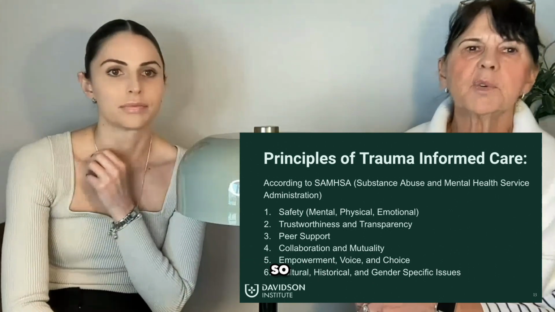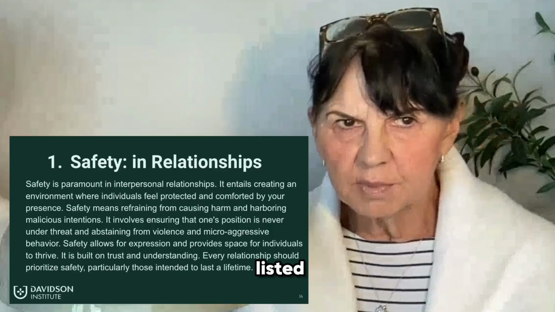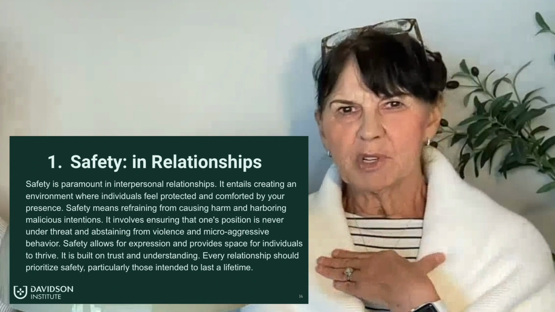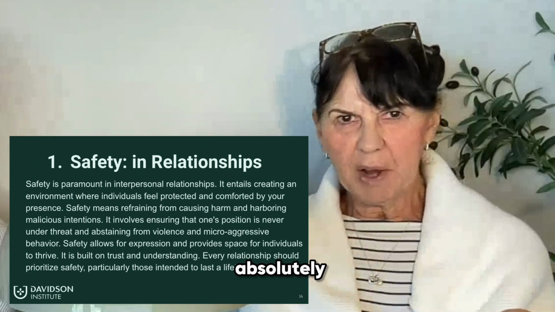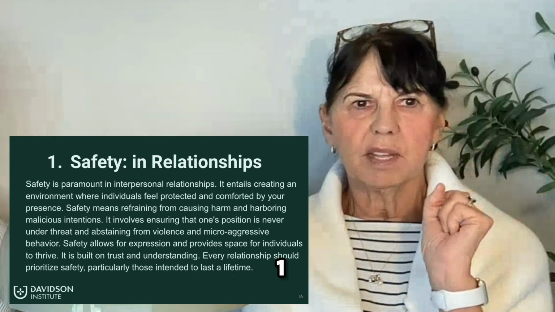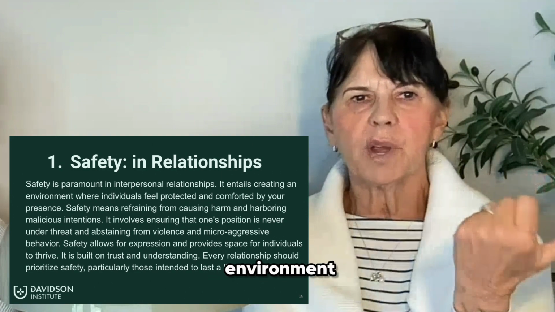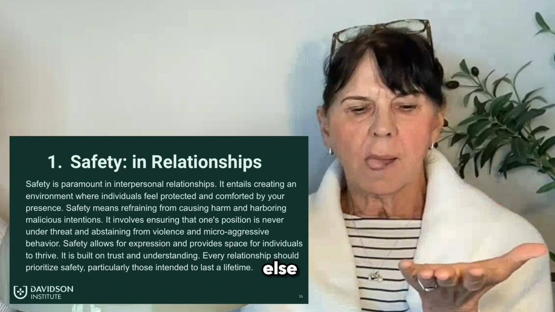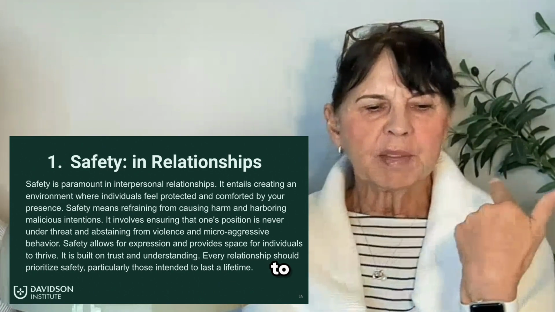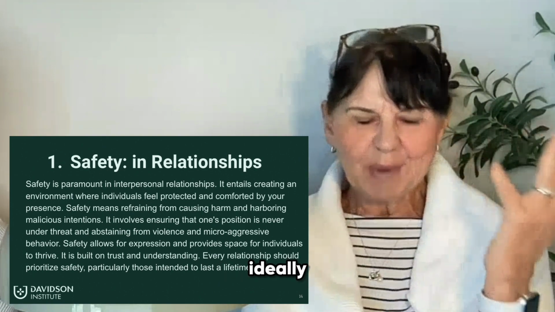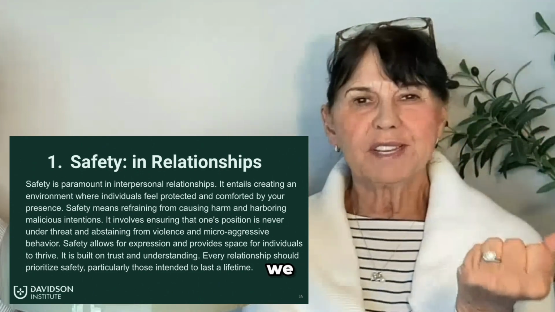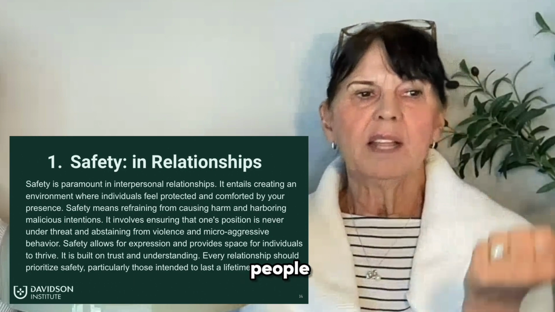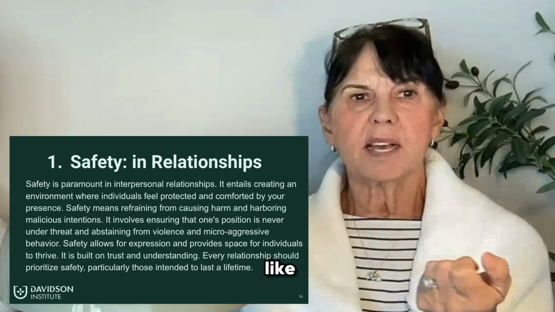Sure. Okay. So the first one that Adrian listed was safety. Safety is, we need to feel physically and emotionally safe. It's absolutely paramount. It's the number one thing. So creating an environment where we feel protected and comforted by the presence of someone else. And as Adrian was alluding to, ideally, we have those people in our lives with whom we feel safe. They can hold space for us. And if we don't have those people, then we need to find people like that.